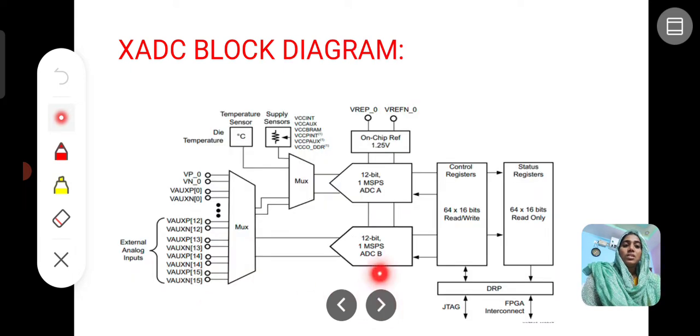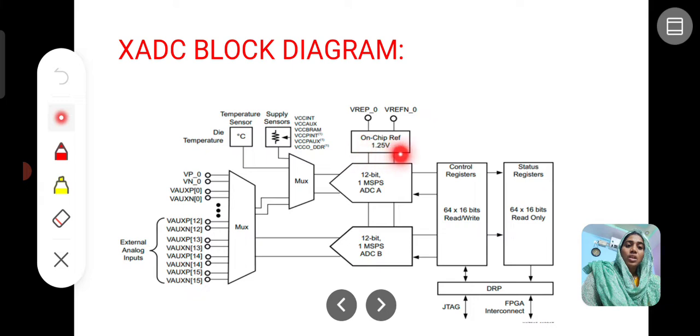So this is the block diagram of the XADC block. Here we have a multiplexer. A multiplexer is a combinational circuit which has 2 to the power n inputs and only one output. This output is given to the second multiplexer. These are all external analog signals. We also have one temperature sensor and power supply sensors, whose outputs are given to the multiplexer. Then we have a 12-bit 1 MSPS ADC and another 12-bit 1 MSPS ADC: this is ADC channel A and this is ADC channel B.